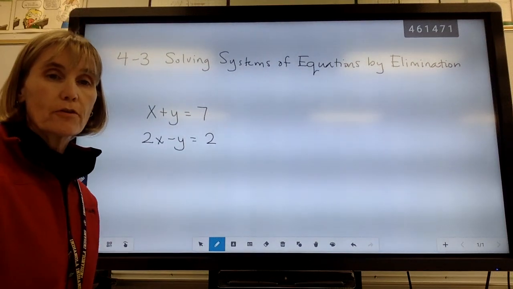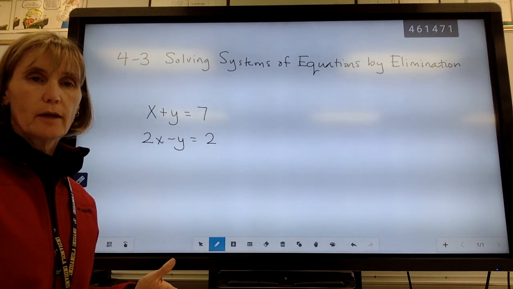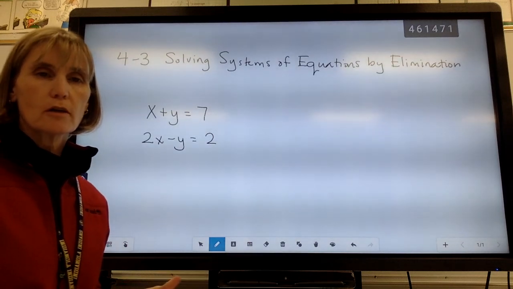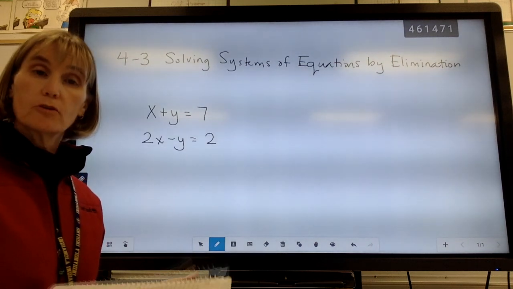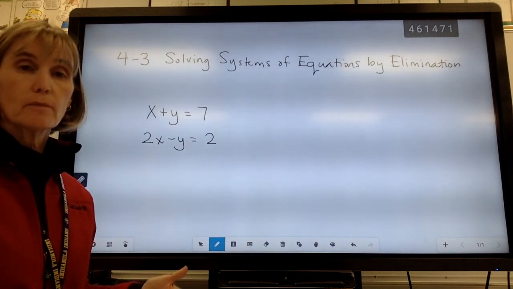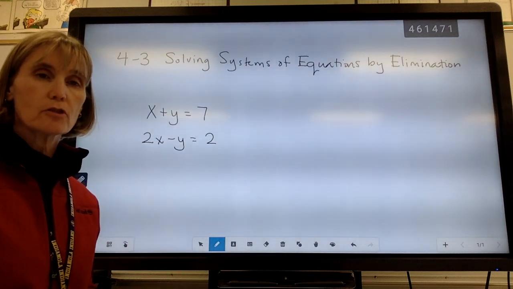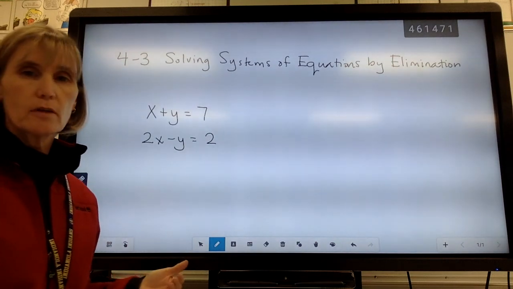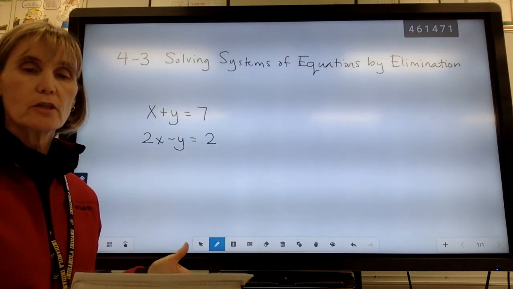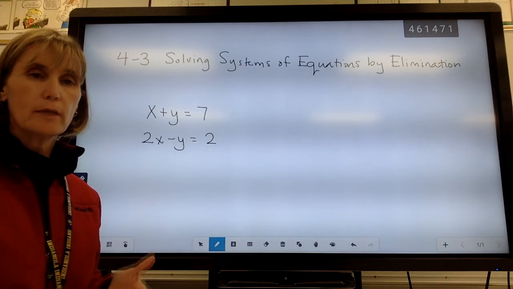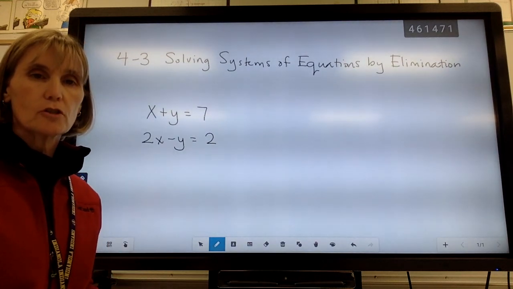Okay, so we've gone through solving systems of equations by graphing, and we graphed two lines and we looked for the place where those two lines crossed. That was our solution to the system, or maybe the two lines were parallel and we didn't have a solution, or if the two lines graphed on top of each other, we had an infinite number of solutions. And then we looked at solving systems of equations by substitution, and we were able to take one equation and substitute it into another equation and solve to determine the solution to that system.